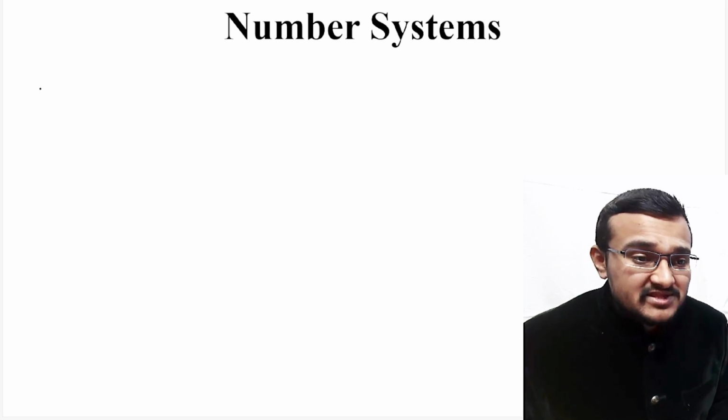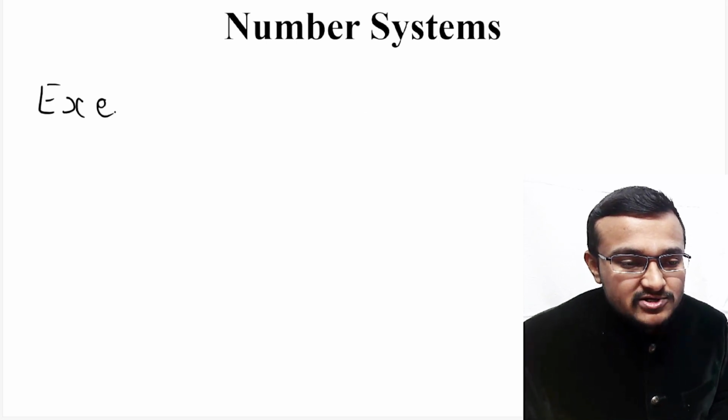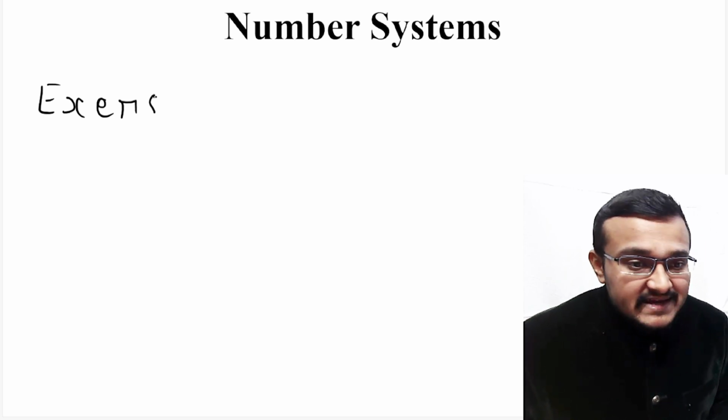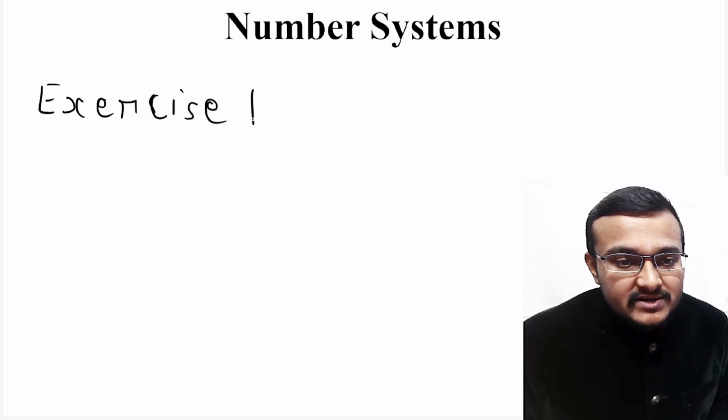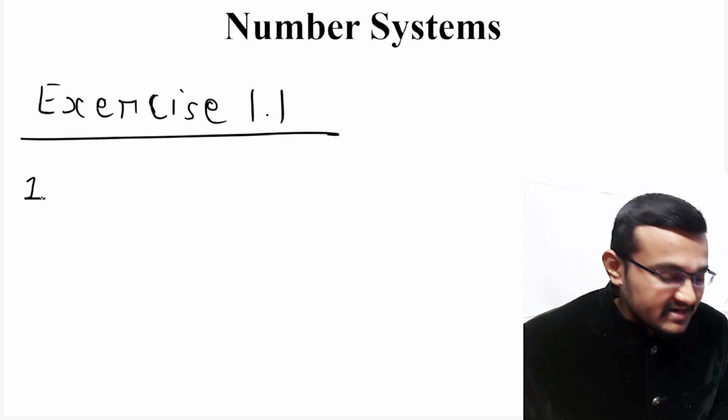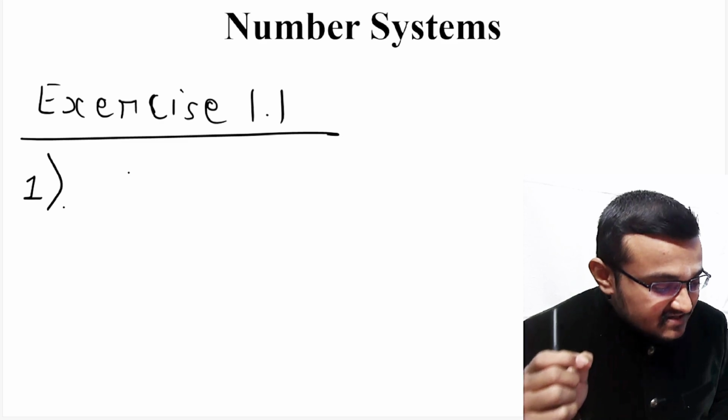So now based on all these ideas, we will just move on to the first exercise in this particular chapter. So that is exercise 1.1. So in exercise 1.1, coming to the first question, here you have, is 0 a rational number?